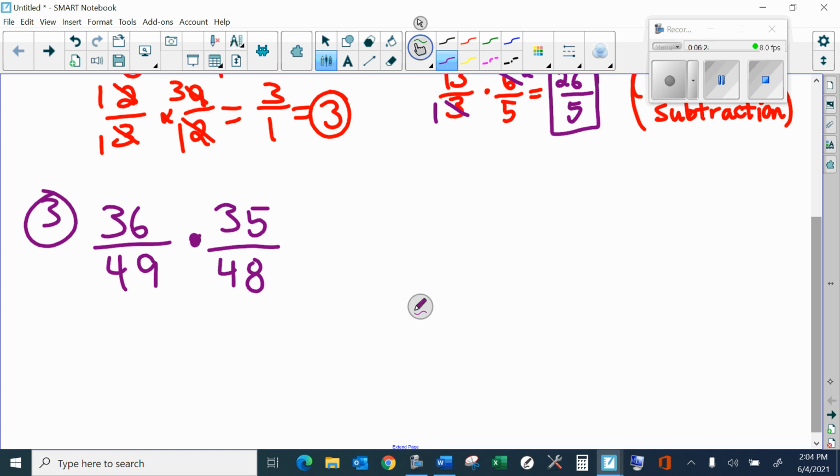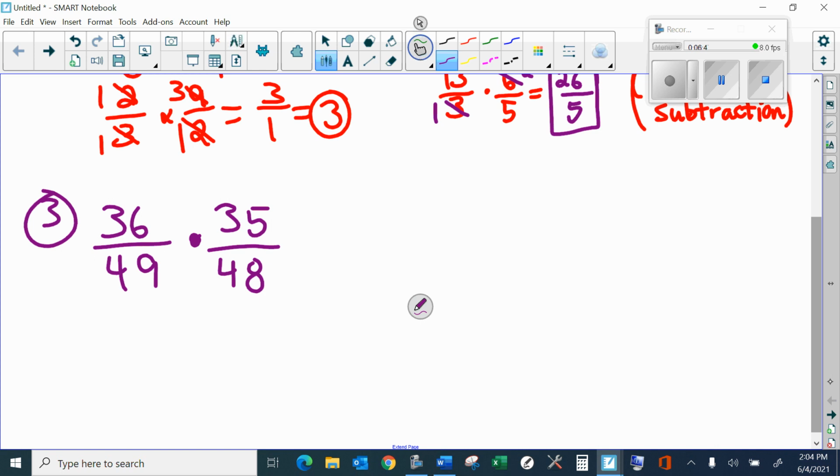Who wants to multiply 36 times 35 and then 49 times 48 and then have to reduce that huge number? Not smart. Now, of course, a calculator will do it for you, a graphing calculator will do it for you, but we want to use our own brain. The whole point in watching this video is you learn how to do it by your own self. So I look to cross cancel.